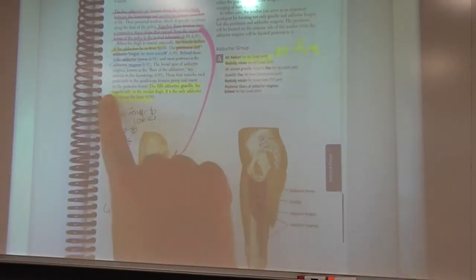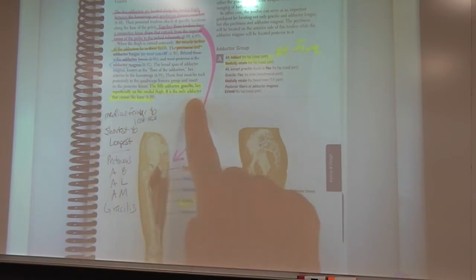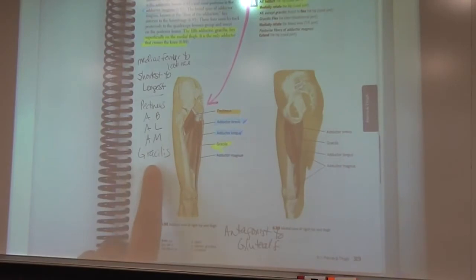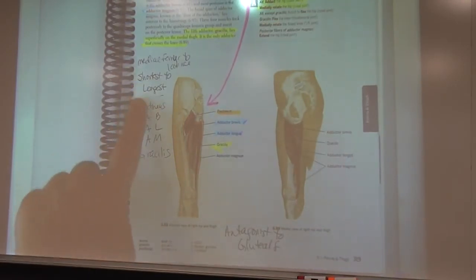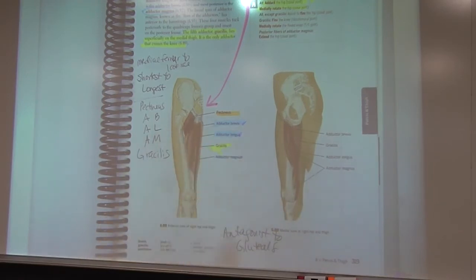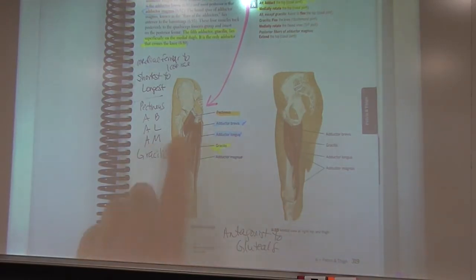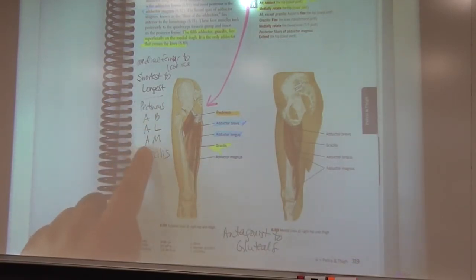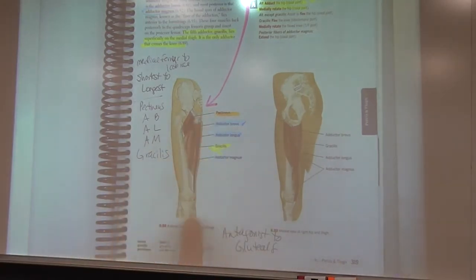This one is the most superficial at the medial thigh and the only adductor that crosses the knee. So this one would be the rock star of the group. What I have written here is important. You need to know shortest to longest, which technically is also, if we look at the medial femur, medial out to the edge, which would be our actual medial thigh. So you could say medial femur over to medial thigh. They are shortest to longest: pectineus, adductor brevis, adductor longus, adductor magnus, and then gracilis, who is the longest.